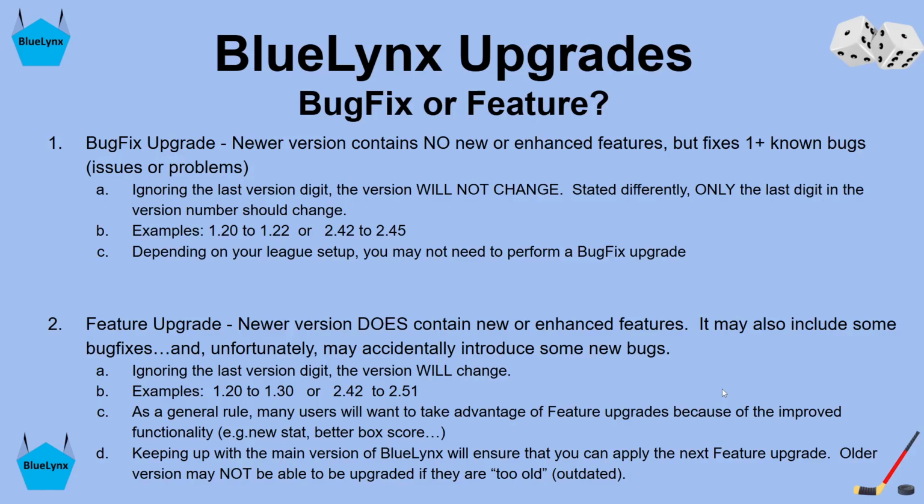And these examples, like 1.20 to 1.22, I would consider that to be BlueLynx version 1.2 when I talk about it, or if I ask somebody what version they've got in general, that tells me what features are supposed to be in it. And that last digit just tells me where they are at on the bug fix, or some people might call them patches to a given version. So again, if it's a bug fix, only that last digit, or the second number after the decimal point, will change on a bug fix upgrade.